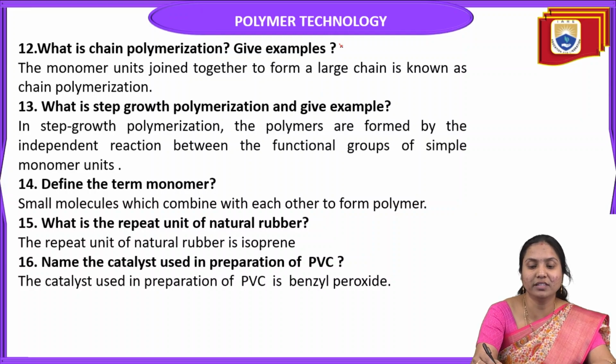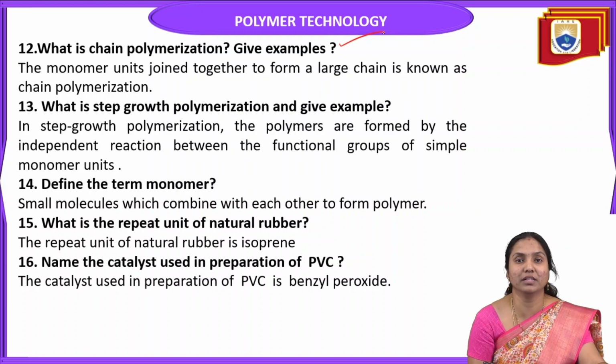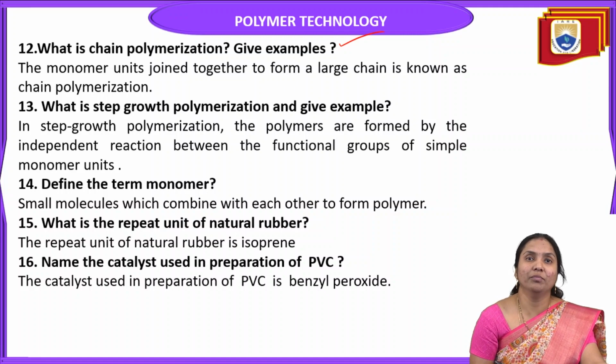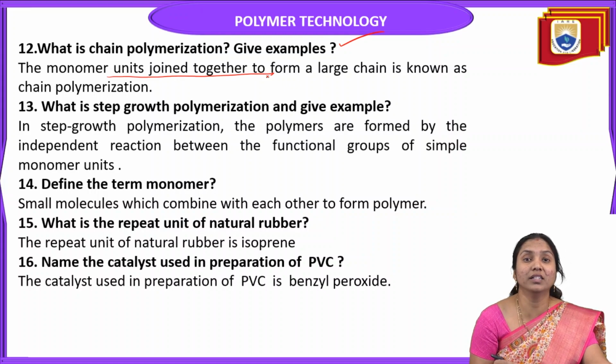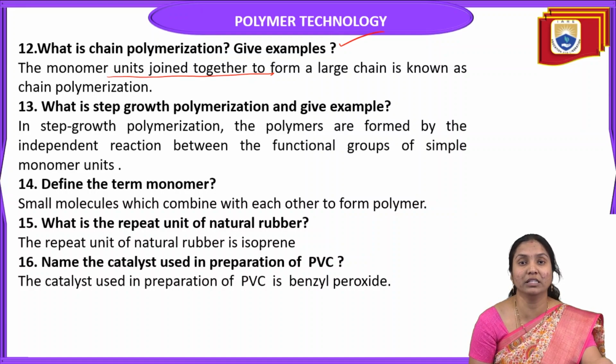Next one is, what is chain polymerization? Give examples. The monomer units joining together to form a large chain is known as chain polymerization. Simply we say it is also called addition polymerization. A number of monomer units combine to form a polymer. We already know that a monomer is a low molecular weight compound and a polymer is a high molecular weight compound.